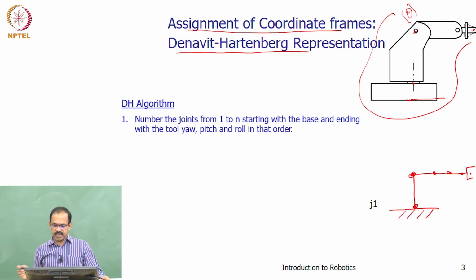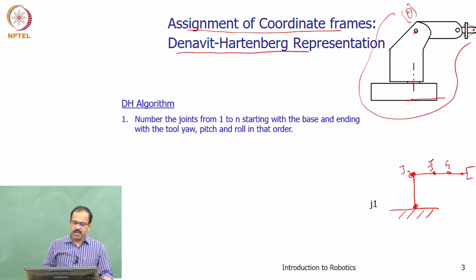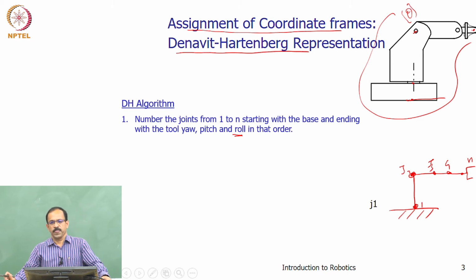So, we will say that this is J1, this is J2, J3. You can write 1, 2, 3, 4, etc. The last joint will be the nth joint. So, if you have 6 degrees of freedom, you will see that the 6th one is the roll axis. So, the roll joint is the 6th one or the last one, from 1 to n. So, start with J1, J2. So, this is 1, 2, 3, etc. That is the first step.